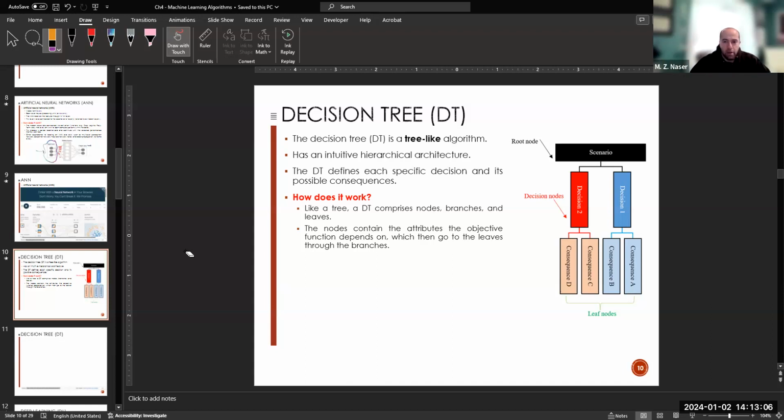And those trees, they're very easy because they're very easy to visualize. So you can have a scenario, and you really have two decisions, class A, class B. And then if you go to class A, let's say decision one, then you can have a consequence A, consequence B. So it could be as easily as class and class, or item, then decision, and so forth. So we call the first node a root. We call these decision nodes, and we call these leaf nodes. This is the end of it.